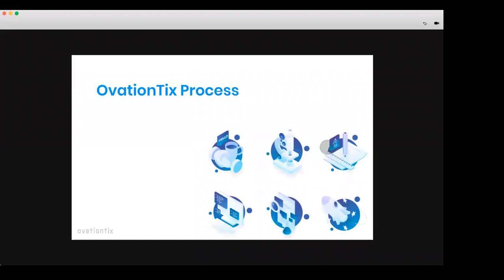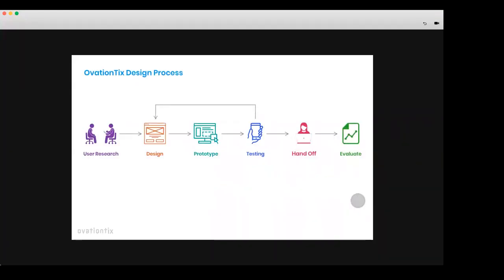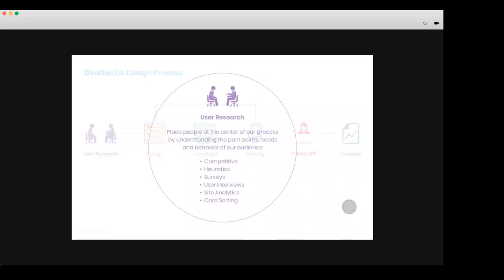All right. Hey, guys. So I want to give you guys a little more insight into our design process here at OvationTix. We have 6 phases that we go through when we design product features. And these are user research, design, prototype, testing, handoff, and evaluation. So when we talk about user research, this is the phase where we empathize with the user by understanding their pain points, needs, and behavior. And we do this by conducting usability tests and setting up user interviews.